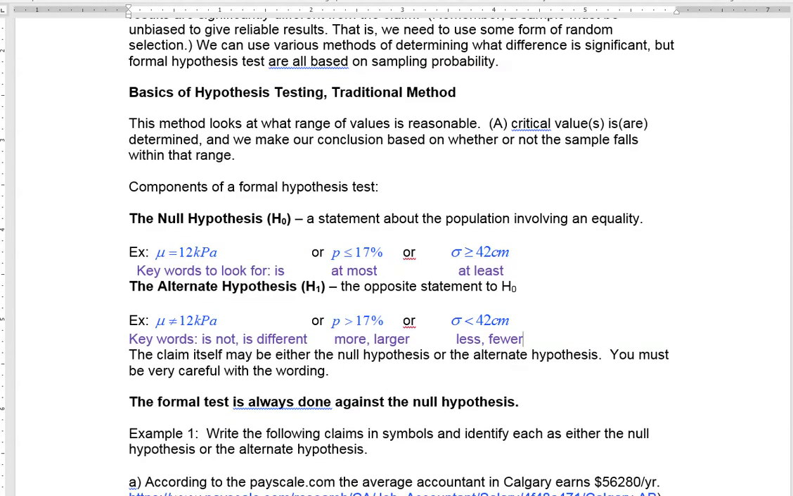So if you've downloaded the version of the notes with blanks, you can be filling out the notes here. And again, trying these as you go along. I encourage you to try and do it that way.